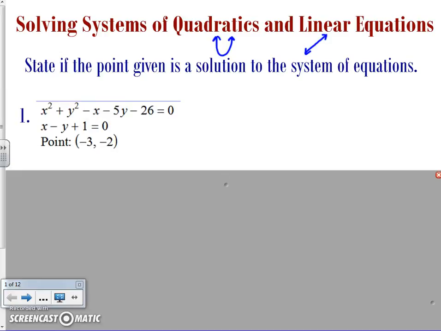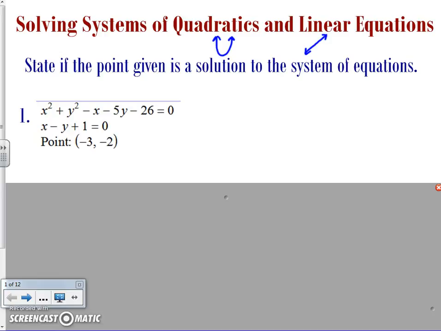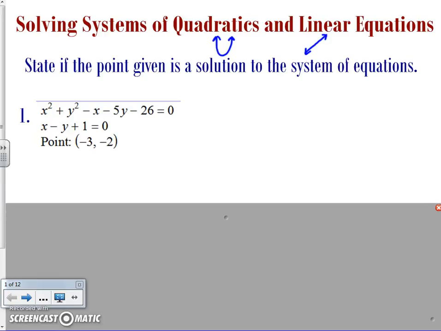So my first one right here, I have x squared plus y squared minus x minus 5y minus 26 equals 0, and x minus y plus 1 equals 0. So when we test it, what we have to do is actually plug in -3 and -2 into both equations. Both equations have to be true for me to say, yes, this is a solution, okay? So some of you might notice that in this top equation, I have an x squared and a y squared. That means this guy is fancy. This is technically a circle that we're dealing with. So we have a circle and a line here.